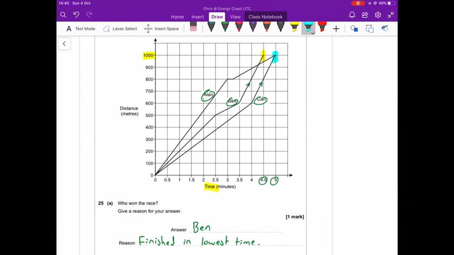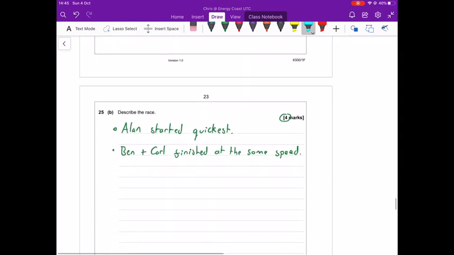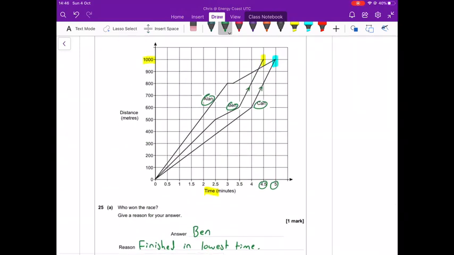Okay, what else is of any use in this graph to me? I can see that Alan and Carl finished at the same time. Okay, so that's another point, so let's write that. Finished together. Okay, and then I need one more point, anything will do.